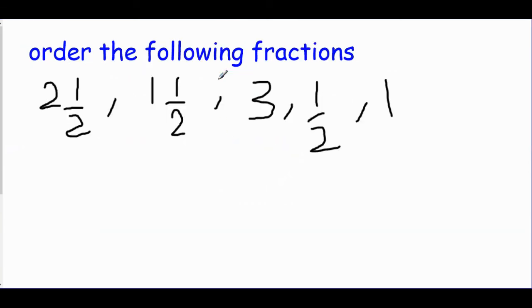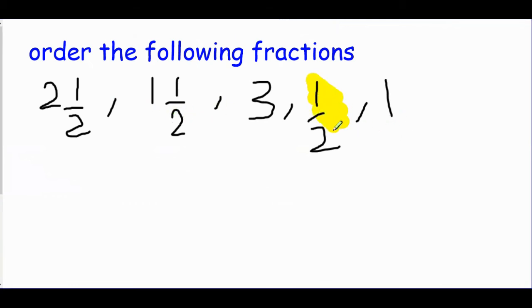Okay, let's order the following fractions. How can I order the following fractions? First, let's read them: 2 and 1 half, 1 and 1 half, 3 and 1 half, and 1 whole. Okay, what do you think? Which of these fractions is the smallest? Of course, it will not be 2, it will not be 3, it will not be 1, it will not be 1 and a half.